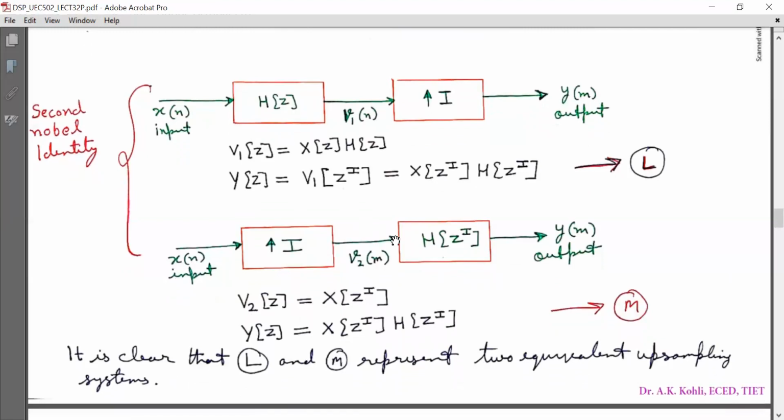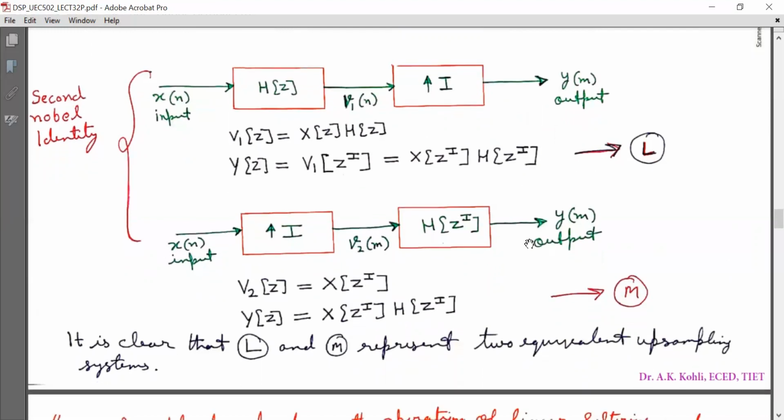Now we will handle the second block diagram. Here x(n) is the input, which is upsampled by a factor of I, and which will give output v2(m). So V2(z) is equal to X(z^I), as per the mathematics related to upsampling. And v2(m) is passed through a filter with response H(z^I), and the output is y(m). So Y(z) is equal to X(z^I) into H(z^I), marked as equation M. So if I look at the results, both block diagrams are giving the same output.